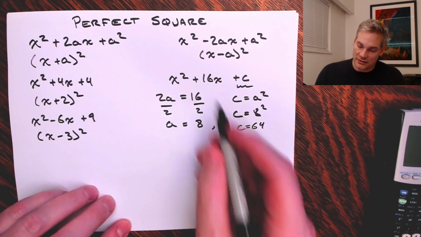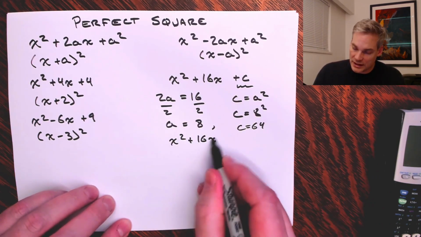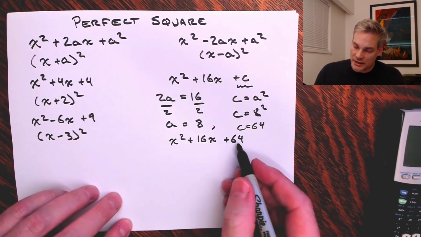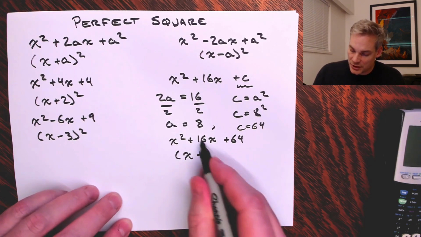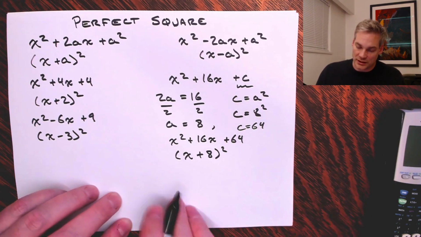So now what we have is x squared plus 16x plus 64 is a perfect square, and now we can factor it because we would just have x plus 8 squared. We know that 8's there as well.